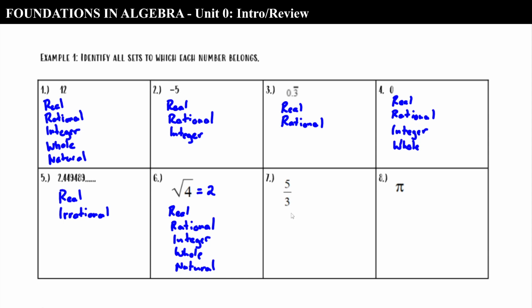5/3. It's real. It's a fraction, so therefore it's rational. But it is not an integer because 5 divided by 3 does not come out nice and even. And finally, pi is real, but it goes on forever as a decimal, so it's irrational.